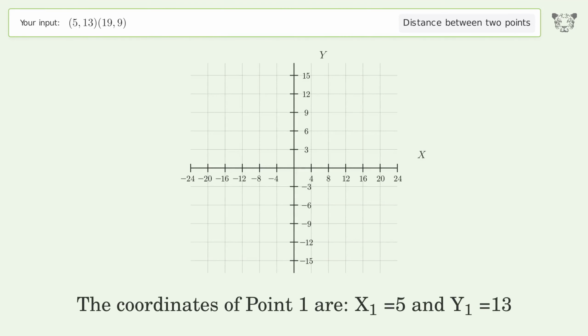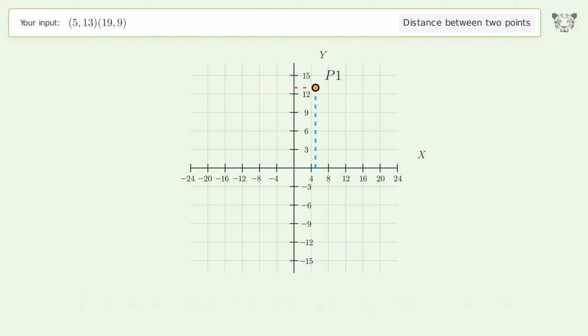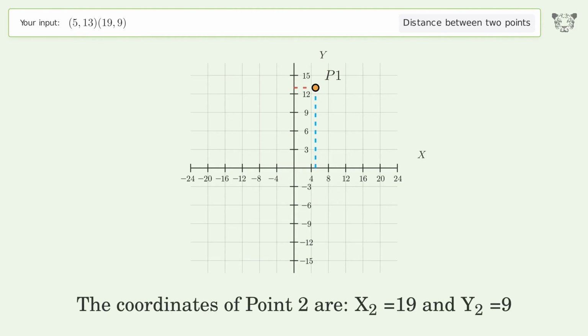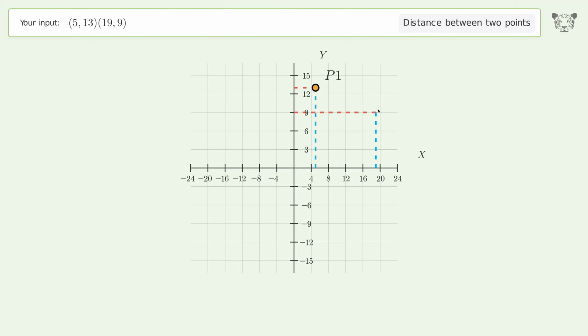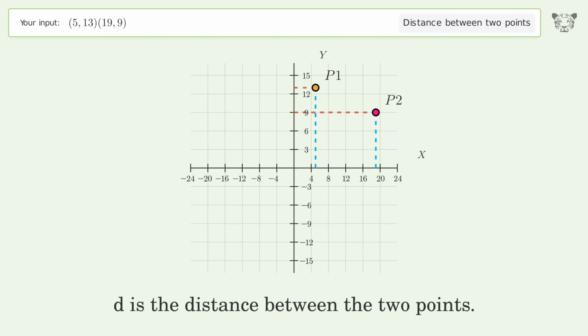The coordinates of point 1 are x1 equals 5 and y1 equals 13. The coordinates of point 2 are x2 equals 19 and y2 equals 9. D is the distance between the 2 points.